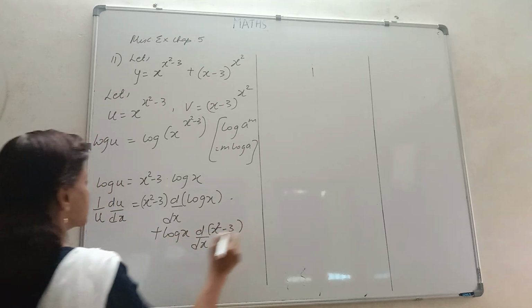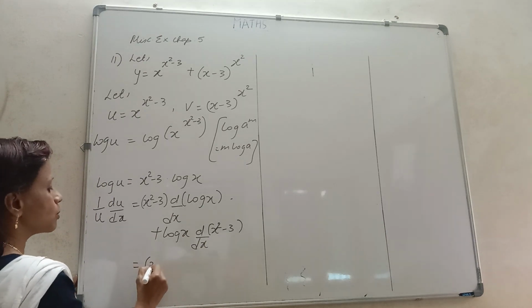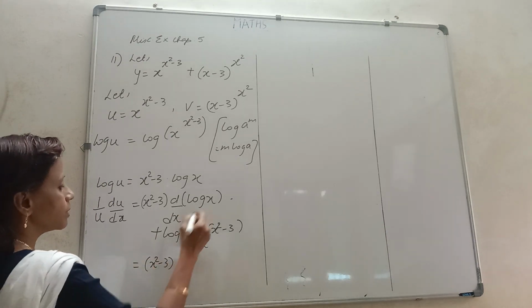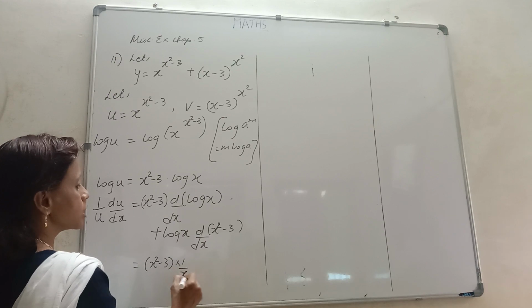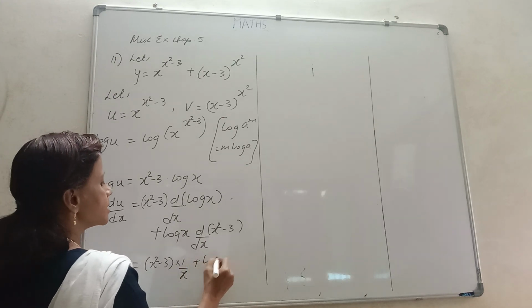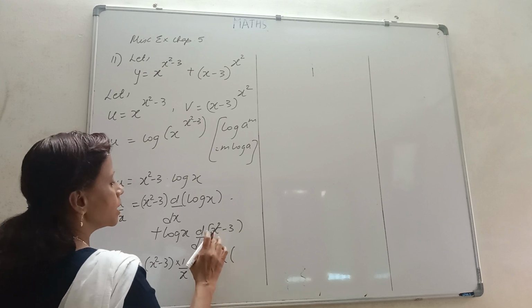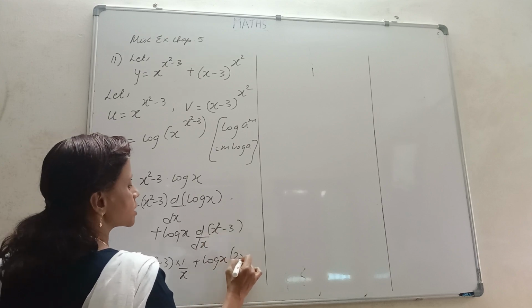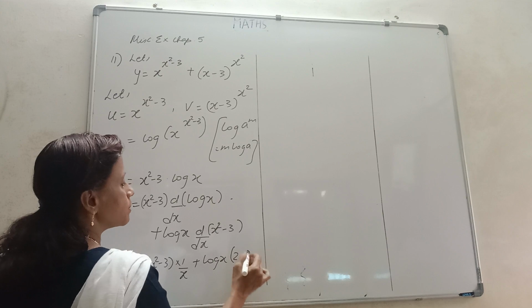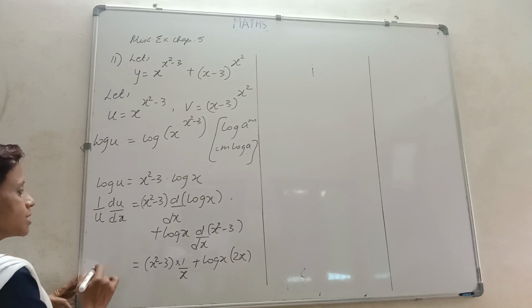So what comes? We'll check over here. It will be x squared minus 3. Derivative of log x we all know is 1 by x. So also log x as it is, derivative of x squared minus 3 is derivative of x squared and derivative of 3. Derivative of x squared is 2x. Derivative of 3, because it's a number, there's no derivative. So let's see now what comes.